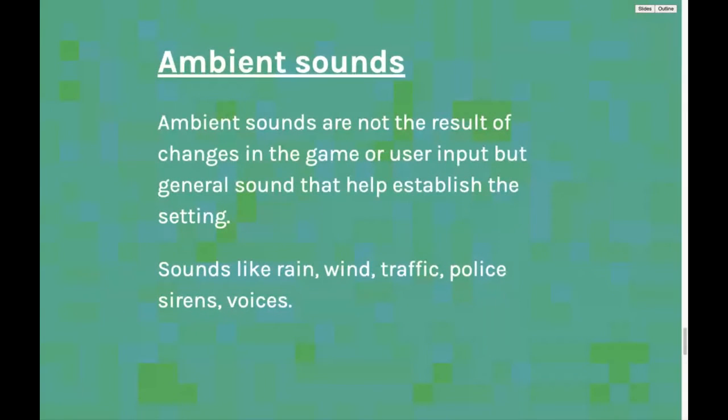Ambient sounds. These are sounds that are not the direct result of some kind of user input, but as I mentioned, there's a little bit of ambiguity there these days. These would be sounds like rain, wind, traffic, police sirens, voices in the background. And these things could be related to what's happening in the game. As you change from one scene to the next, maybe you add some rain or wind, but they're not the direct result of, say, clicking a button, landing on an enemy, or falling off a cliff. So ambient sounds are more for setting the scene.